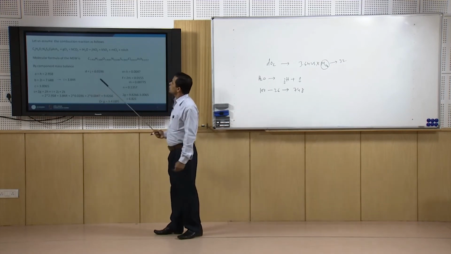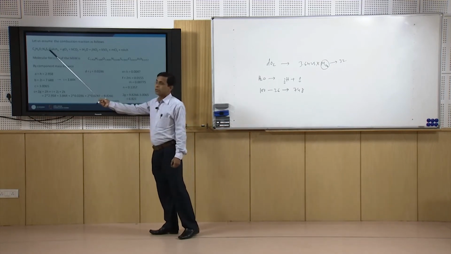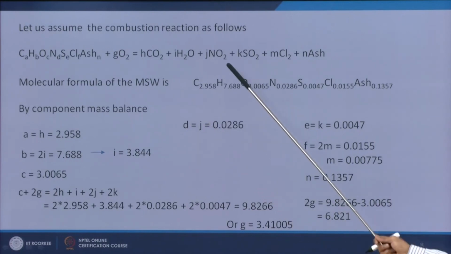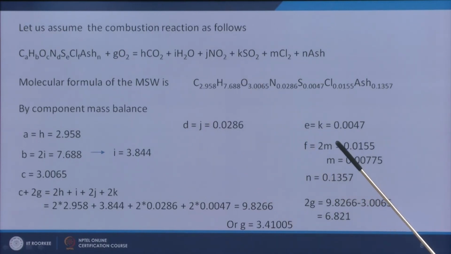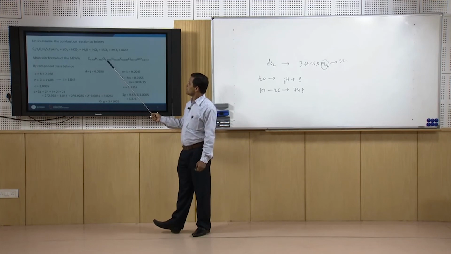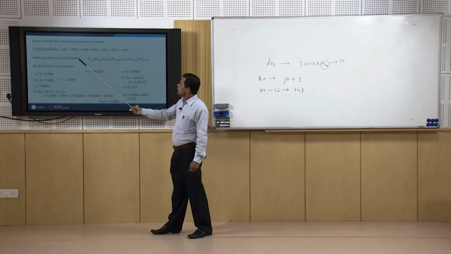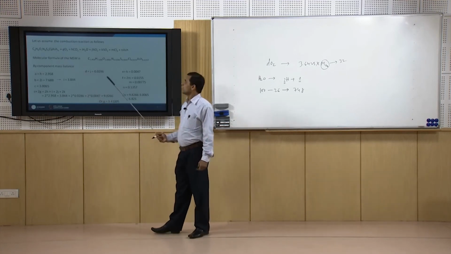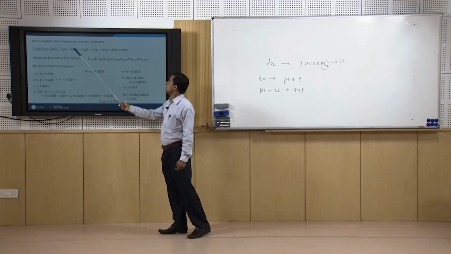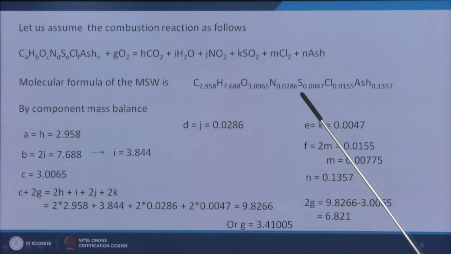Then we will consider the nitrogen balance. So, D is equal to J, and that is equal to 0.0286, and here also we have got the value of C from the stoichiometry, from the molecular representation of the material, that is C is equal to 3.0065. And then we will see the sulfur balance. So, E on the left hand side is equal to K and that is equal to 0.0047.